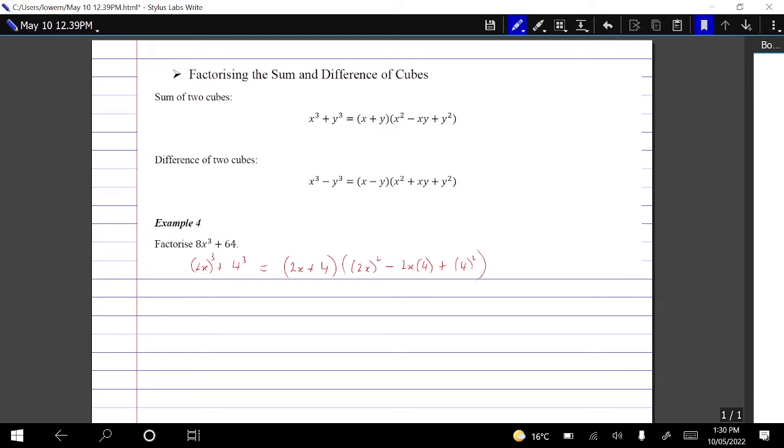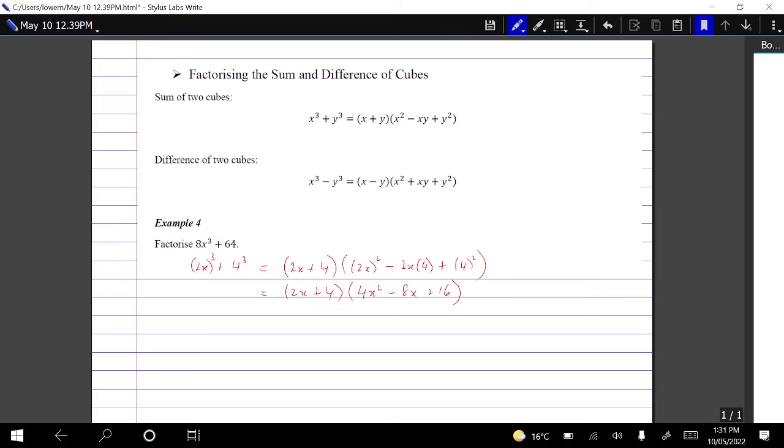The next step is to think, can we simplify that a bit, do any multiplication, and so on. The 2x plus 4 inside the first set of brackets isn't going to change, but in the second set we can get rid of those inner brackets, so the 2x squared becomes 4x squared, and then we can multiply our 2 and 4 to give us minus 8x, and then plus 16. And there's nothing more we can do. That second set of brackets is a quadratic, but it can't be simplified any further in this case.